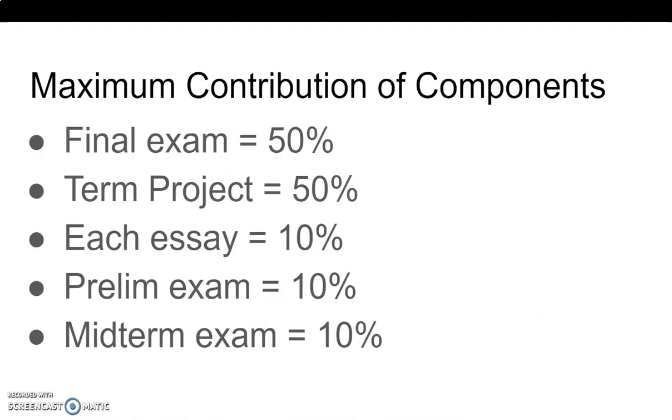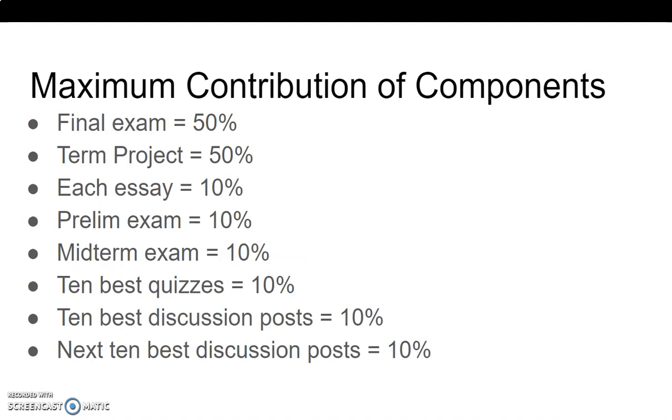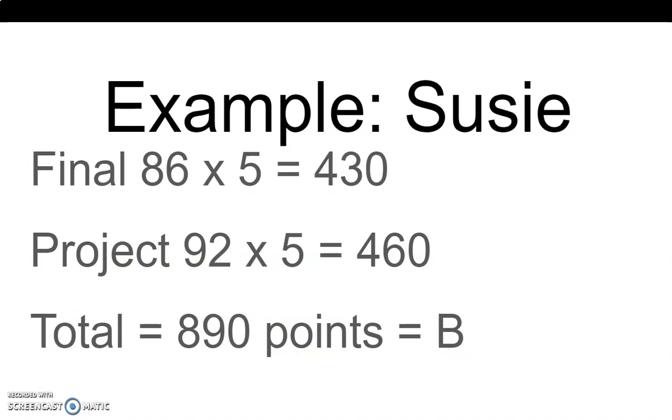The same for the preliminary exam, the midterm exam if your class has one, the 10 best quizzes, and the 10 best discussion posts can also count up for 10%. And if you are permitted more than 10 discussion posts, each additional 10 discussion posts could count for 10% of your grade, up to 50% in some classes. The corrections you do of other students' work can also count up to 10% of your semester grade in certain classes. Let's take some examples.